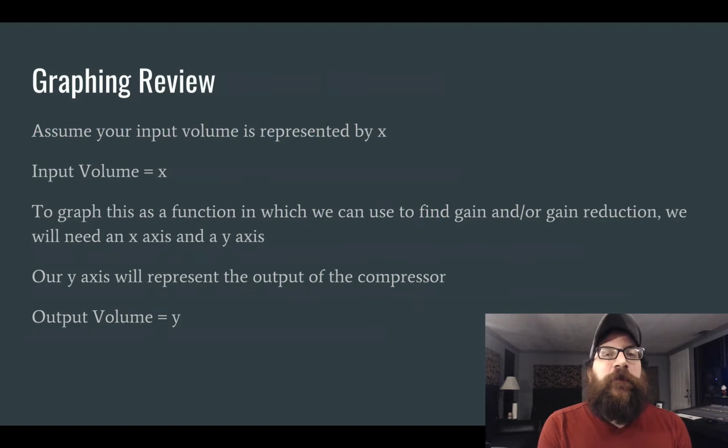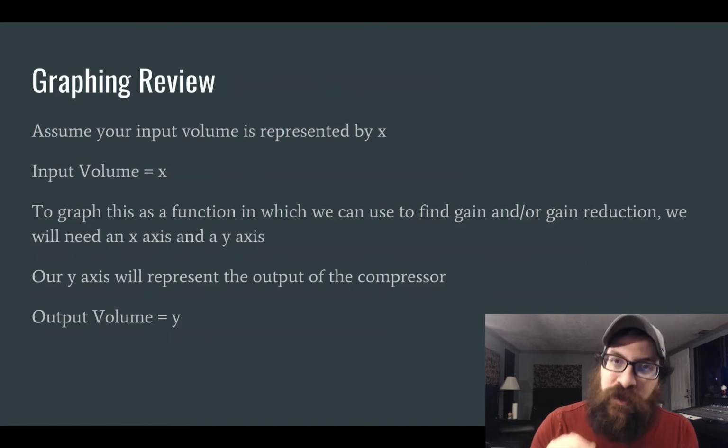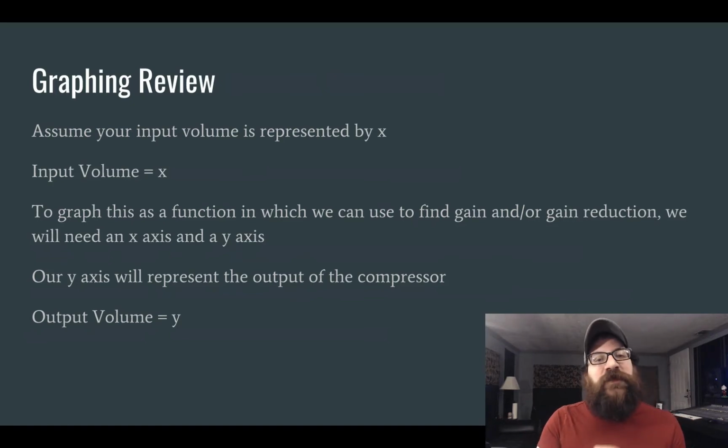First, we will have to talk about graphing. I'm going to make it simple, I promise. Just follow along with me here. Assume that your input volume is represented by the letter X. Input volume equals X. To graph this as a function in which we can find gain and or gain reduction, we'll need two axes, an X-axis and a Y-axis. X is the input and Y is the output. So the Y-axis will represent what comes out of the compressor. Our output volume will equal Y.